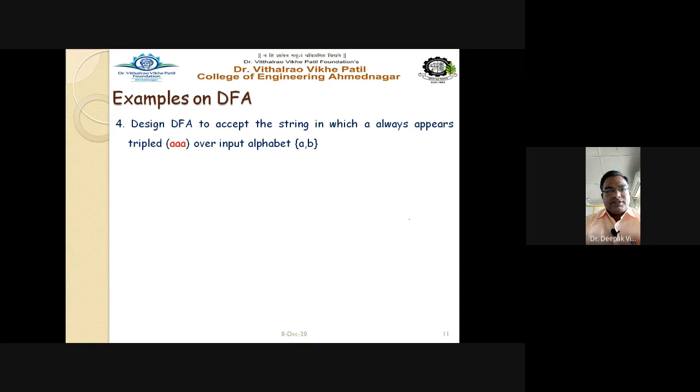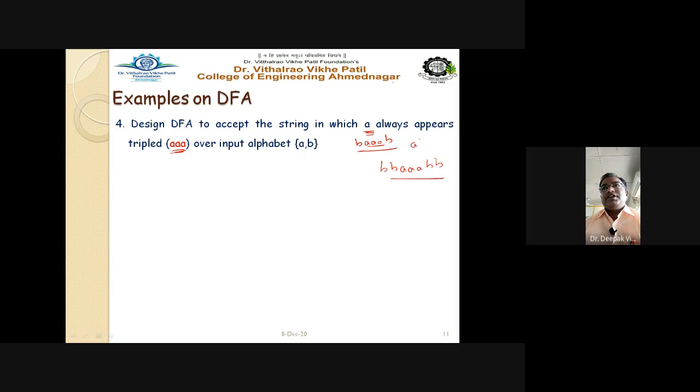Design a DFA, a deterministic finite automata, to accept the strings in which A always appears in triples. So we have to design an automata where the arrangement of letter A must be like this: A A A. Means if any string is there, suppose B, A A A, B, so this is the triple A that must be there. The format of A must be a triplet format, means it must occur in a triplet format. So if it is B B, then A A A, B, this string must get accepted.